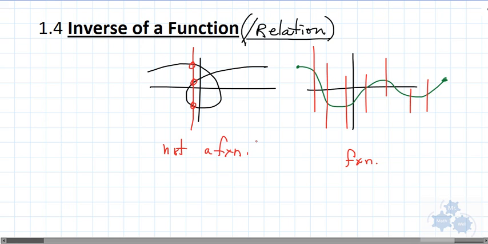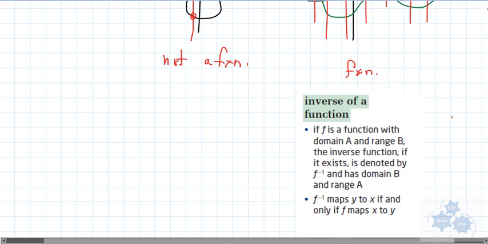Now we're not really studying the difference between functions and non-functions here today, but technically, if we have a relation, we can still graph its inverse. So I want to talk about an inverse of a function.